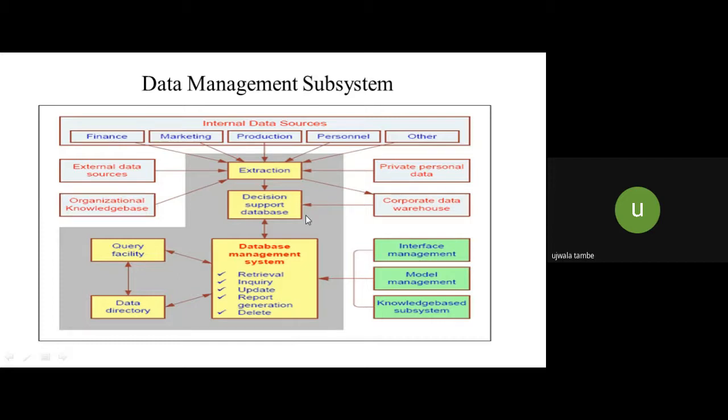The next one is the database management system. As you learned in the full subject of database management, we use the database for creating the data, accessing the data, and updating it by using the database management system. In that, there are two sub-models: the query facility and the data directory. What is the data directory? It is a catalog of the data in the database. We can arrange the data module-wise and save that data into the data directory.